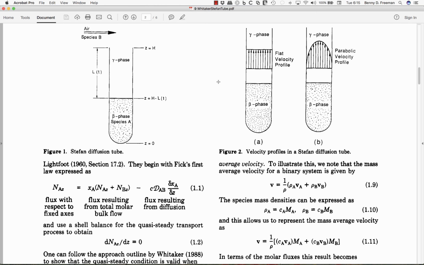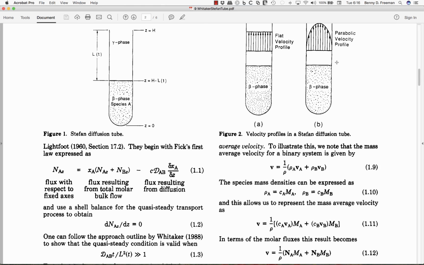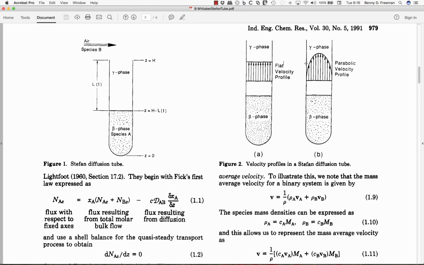And essentially it turns out that for all cases that are of practical importance to us, the analysis that we've done, which is the standard analysis of a Stefan tube, is adequate. But for those of you who'd like to learn a little bit more about how to include these types of effects in such an analysis and to estimate the order of magnitude of their effects, this is a very nice article by Steve Whitaker.